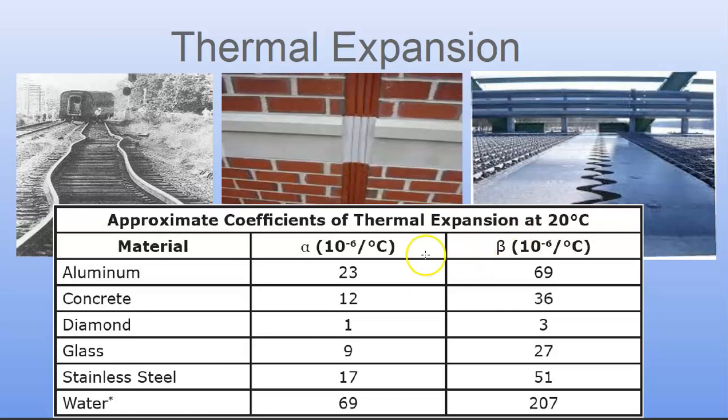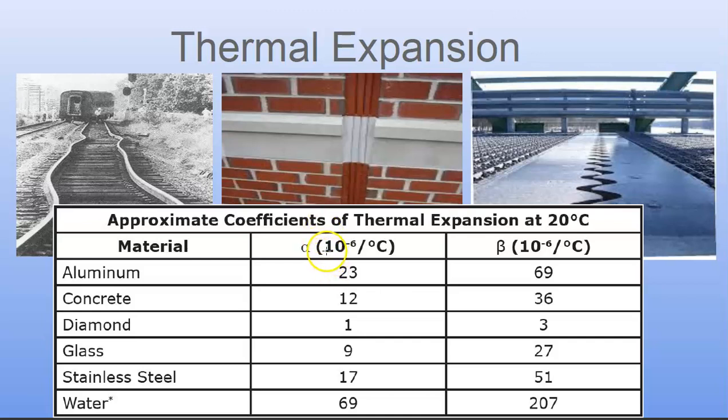And the table shows the coefficients of thermal expansion. All right, so aluminum is going to expand differently than concrete, different than diamond or glass or water or whatever you put in here. And this number, alpha, right here says how much you are going to expand by? And again, they all expand differently.